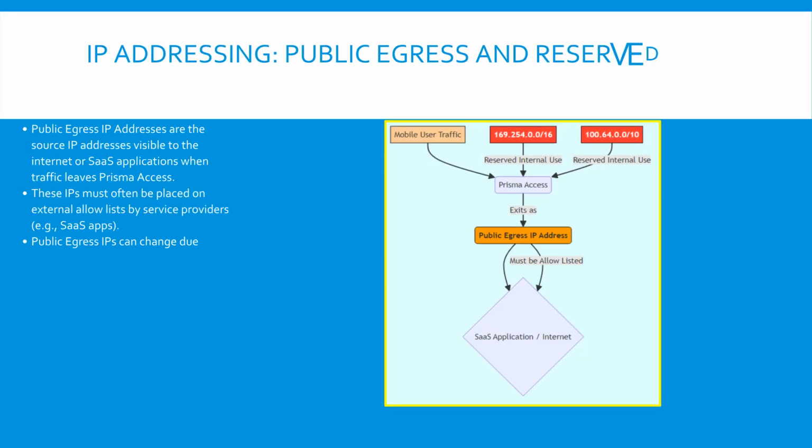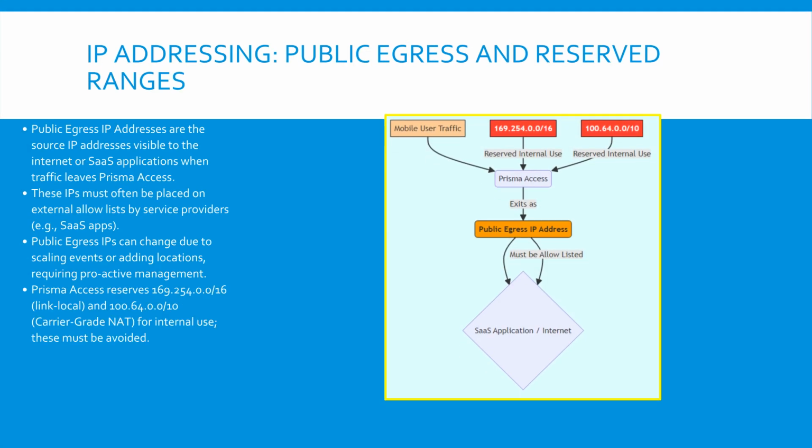When your secured traffic leaves Prisma Access and heads towards the internet or a public cloud service, the outside world sees a public egress IP address. This address is the source IP used by Prisma Access for those outgoing requests. For access to many critical SaaS applications or partner networks, these public egress IPs must be manually added to an allow list by the external party.